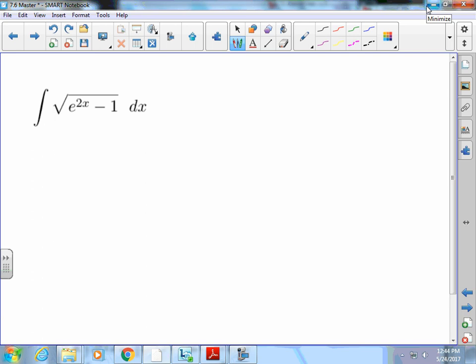I have e to the x over the square root of e to the 2x minus 1. And I could rewrite that as e to the x squared minus 1, that's 1 squared if I really want, dx. So I can say let u equal e to the x. And then, if I think about that, I can take the natural log of both sides, the natural log of the absolute value of u is equal to x.